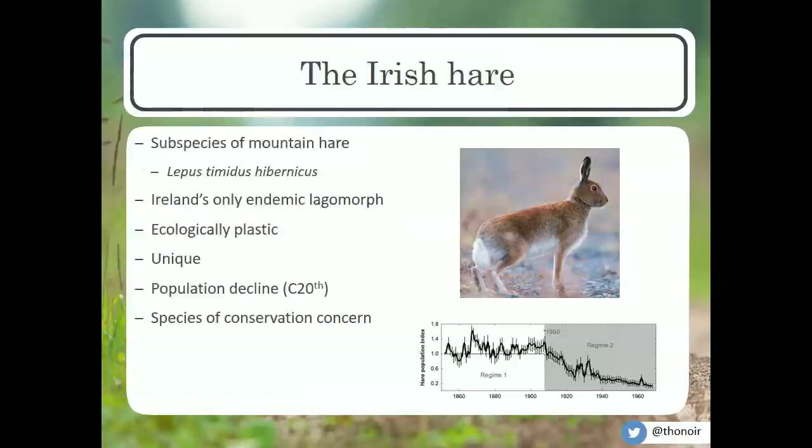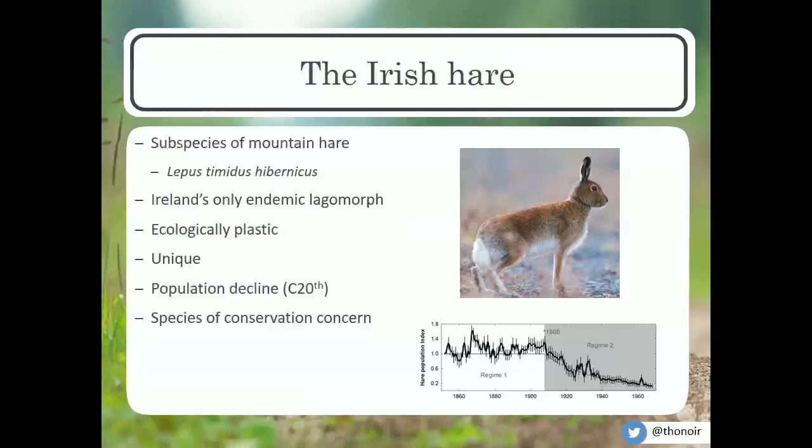It has unique genetic profiles, unique behavior, and it's increasingly considered to be potentially a separate species, as it was originally. It's undergone a population decline due to agricultural intensification and changes in land management in Ireland, and as such is a species of conservation concern subject to national and international pieces of legislation.